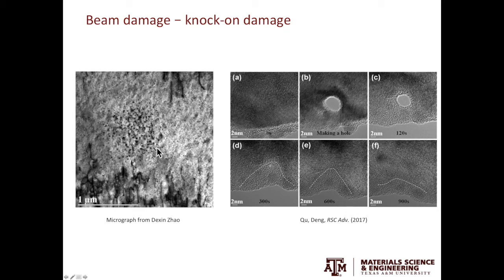The work on the right was done by Chu and Deng. The sample is silicon. By converging the beam, you can actually drill a hole in the specimen. By exposing the specimen under the electron beam, you can turn the crystalline silicon into amorphous.